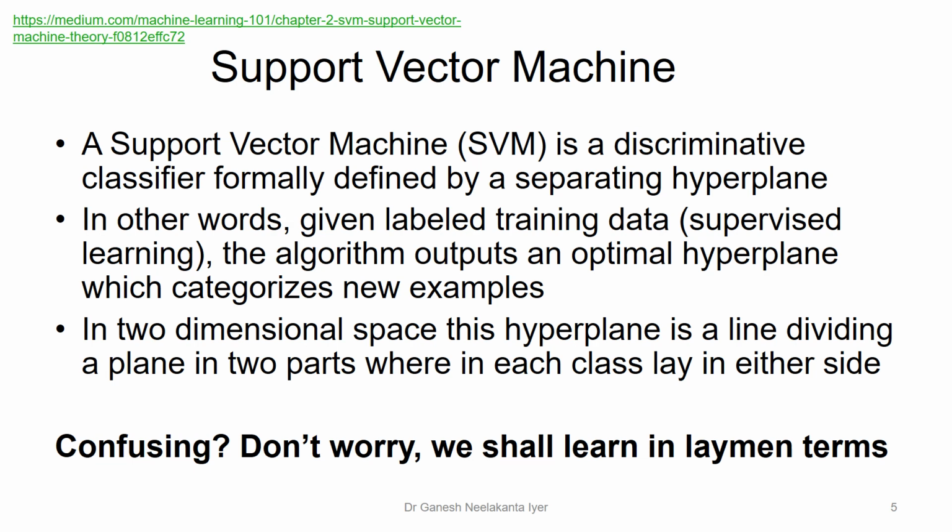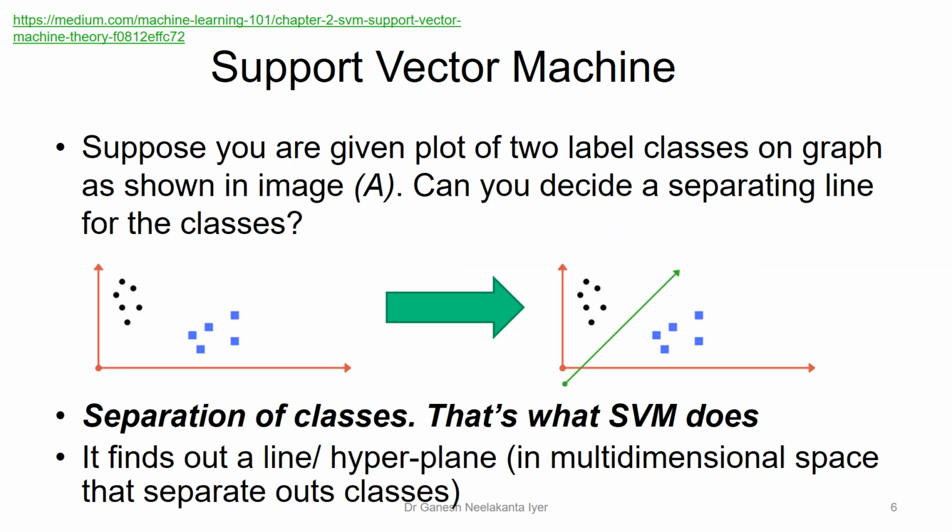Formally, SVM is a discriminative classifier formally defined by a separating hyperplane. Wow, what is that? So, in other words, given labeled training data, the algorithm outputs an optimal hyperplane, a plane, which categorizes new examples. Still confusing, right? Don't worry, let's learn in layman's terms.